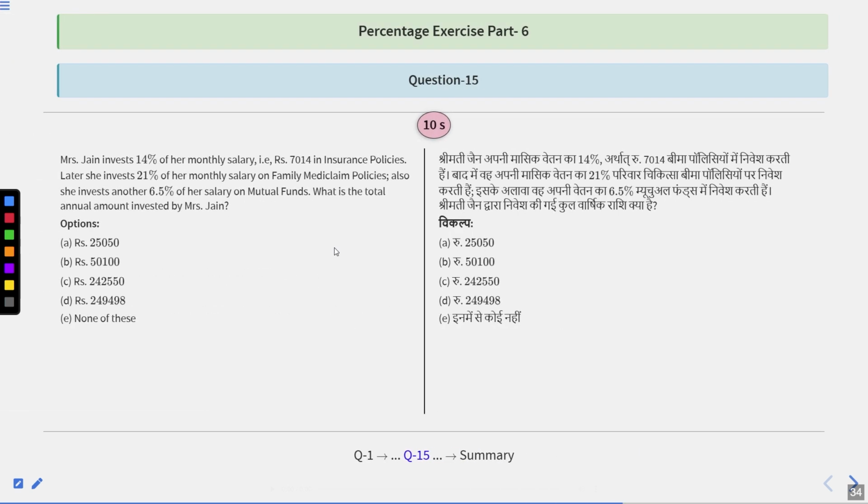Next one. Mrs. Jan invested 14% of her monthly salary, that is 7,014, in insurance policies. Later, she invested 21% of her monthly salary on family mediclaim policies. Also, she invested another 6.5% of her salary on mutual funds. What is the total annual amount invested by Mrs. Jan? You have 5 options and 10 seconds to solve this question. Your time starts now. Now time's up. Let's see the solution.